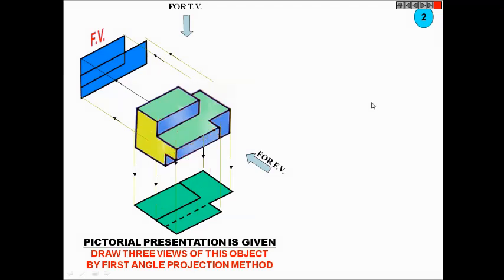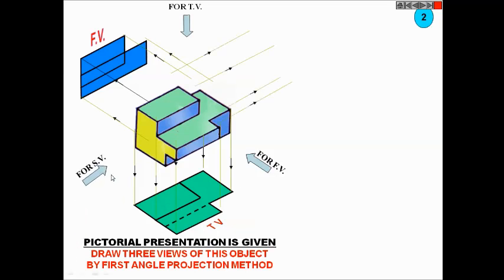The things which cannot be seen by the observer directly, all those things we have to show by using dotted lines. Like in the top view, this dotted line is related to the edge which cannot be seen by the observer directly.